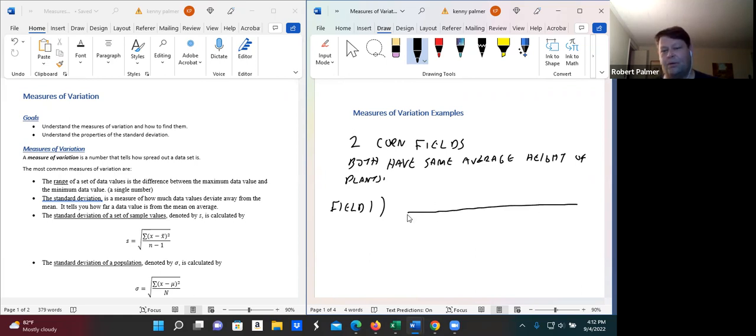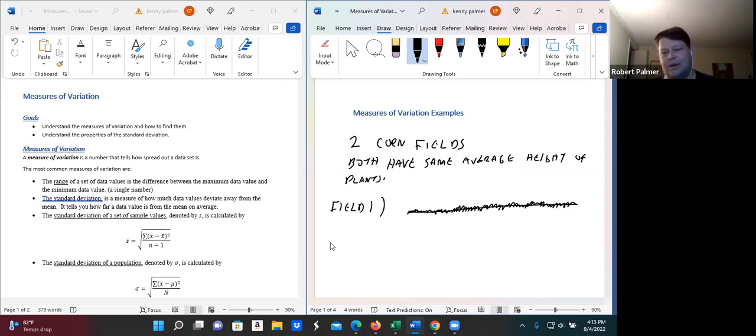A lot of these corn fields from professional farms look kind of like this. The plants are really close to this average height. They all have almost exactly the same height. That's field number 1, with the line once again being the average height. They're all really, really close to that average height.